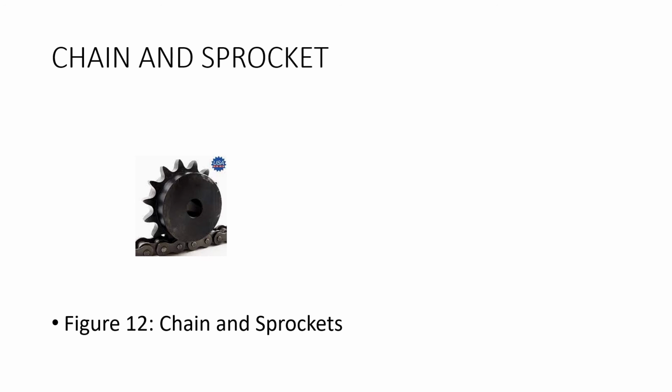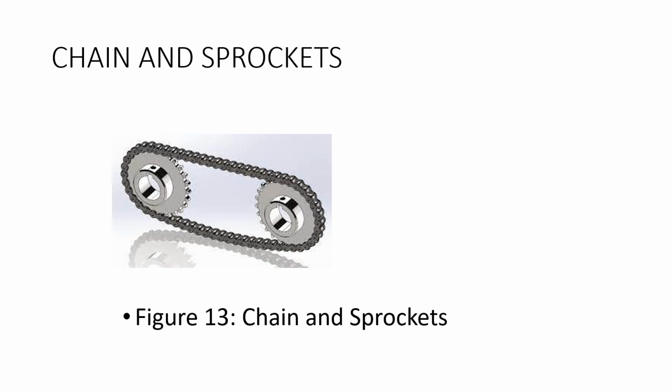Another application of gears is chain and sprocket. You can see here you've got a chain and some sprockets. You may find it in bicycles or even in bulldozers. So gears are also used to drive sprockets, as you can see in the diagram shown. This is chain and sprockets, as shown in figure 13. So that is the function of gears.